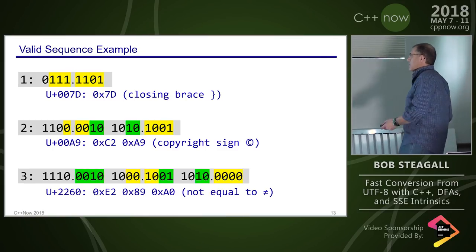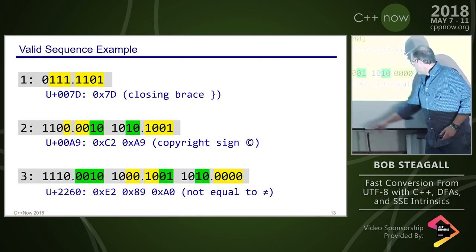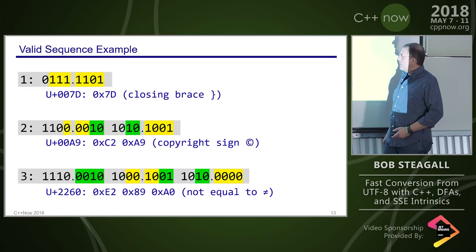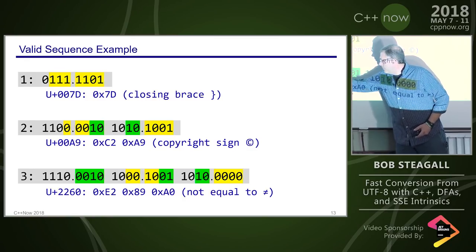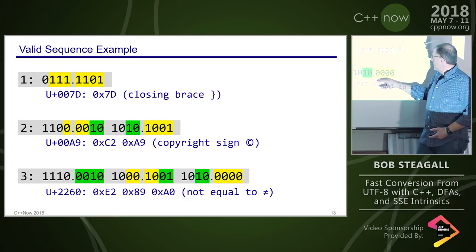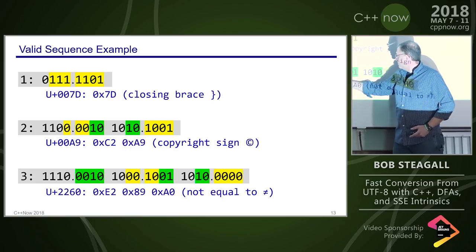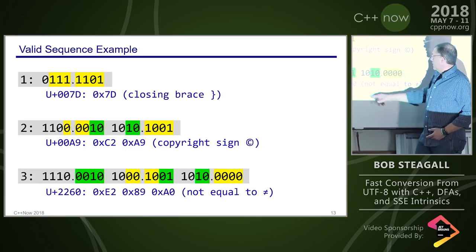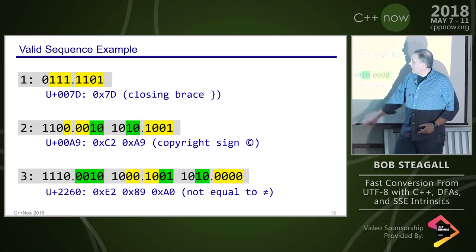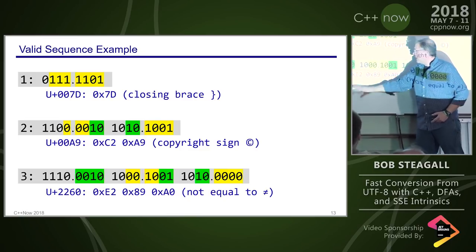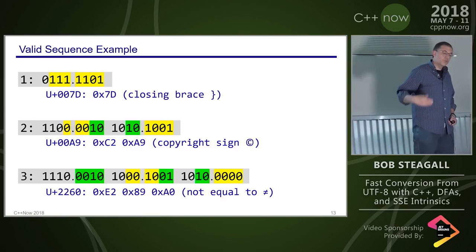Similarly, for a larger code point, hex 2260, which corresponds to the not equal mathematical symbol. If you follow this nibble, and this nibble, and this nibble, and this nibble, you'll get 2260: 2, 2, 6, and 0. So I've taken the bits from these 2 bytes and I've spread them out across 3 bytes according to the rules of the encoding, or the rules of the transformation.